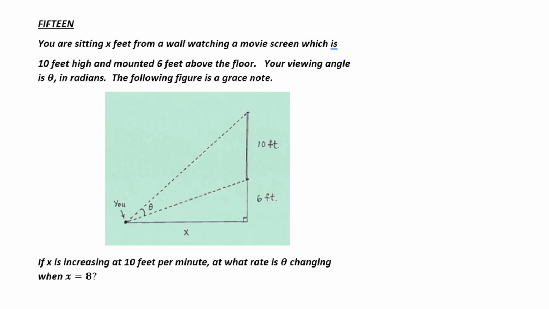And number 15 was a related rates problem. Here's the picture. So you're sitting x feet from a wall, and dx dt is increasing at 10 per minute. At what rate is theta changing when x is equal to 8? And I gave you a picture to help you with that.